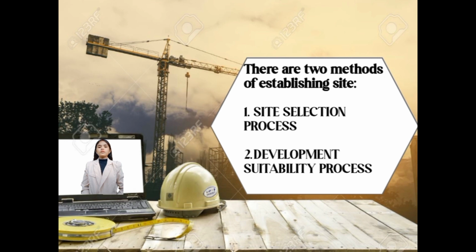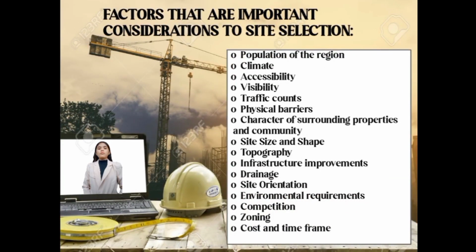There are two methods of establishing a site. First, the site selection process. The process selects from a list of potential sites the one that best suits the given use and requirements of the project. Second, the development suitability process. It selects the best possible use and development suited for a given site. One approach for the project manager to digest, clarify, and understand the factors leading to the selection of a specific project is to use the risk factors for different project sites.